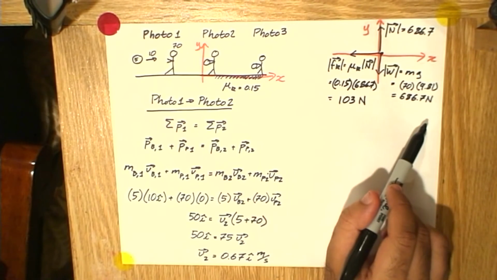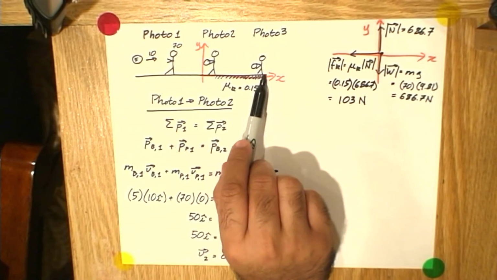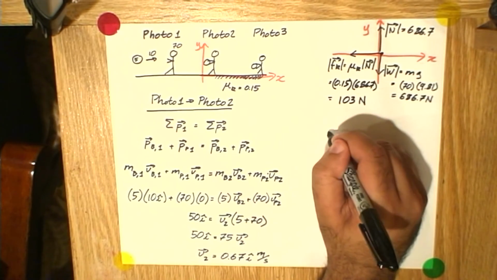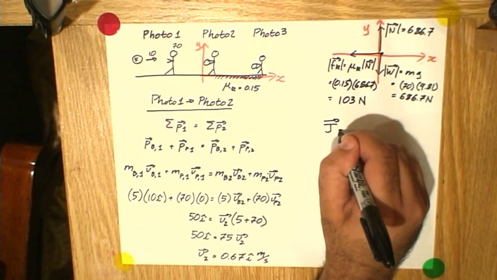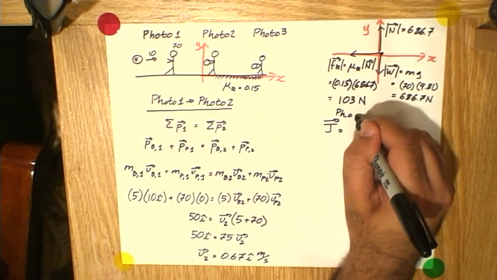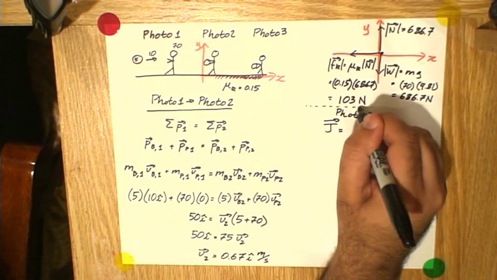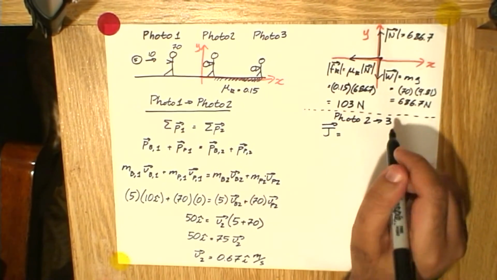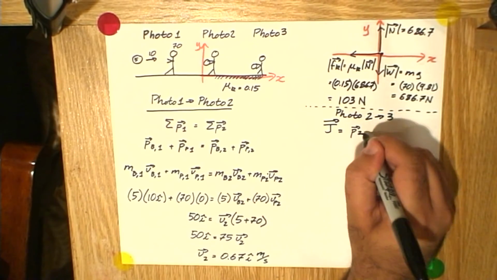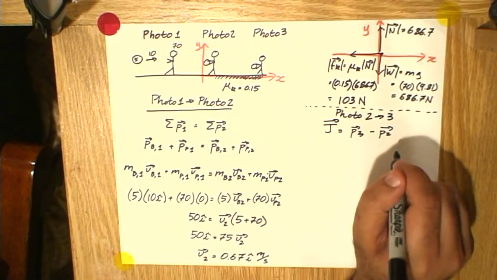Now that we have all this information, we can say how big is the impulse that the friction force is going to exert on our character. We know that impulse is equal to, and this is going to be the analysis from photo 2 to photo 3, the momentum in photo 3 minus the momentum in photo 2.